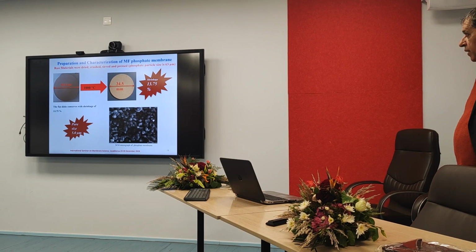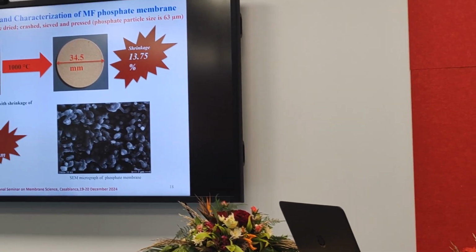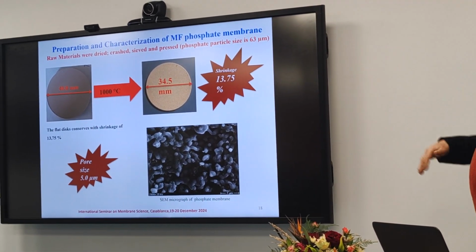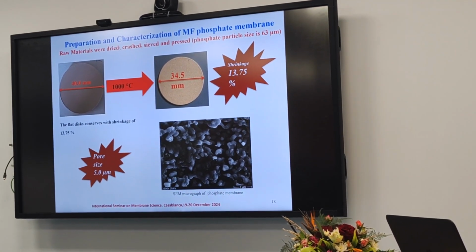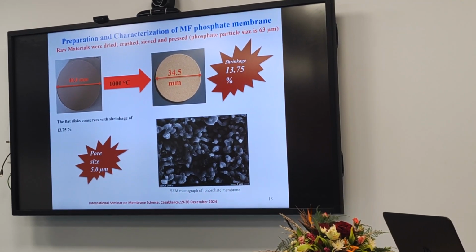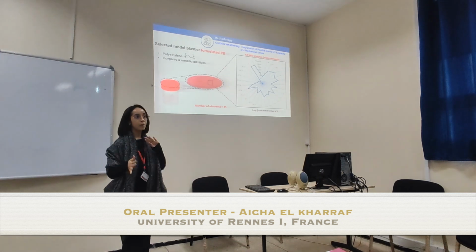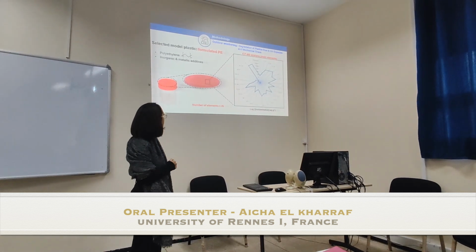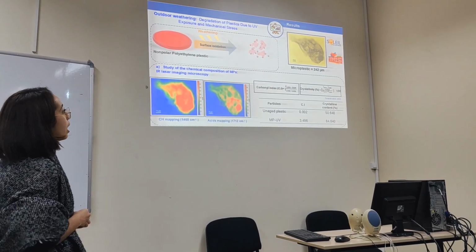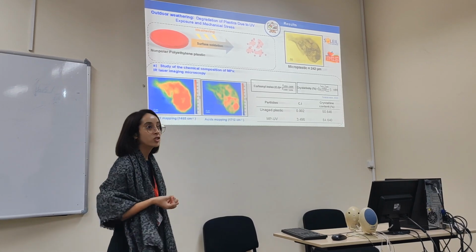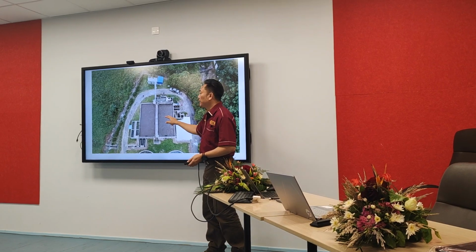For the microfiltration membrane, the raw material is the same: it is dried, crushed, sieved, and pressed. And we use a particle size of 63 micrometers, after treatment at 1000 degrees Celsius. We first conduct an acid treatment and then we measure it, and then we calculated the crystallinity fraction.